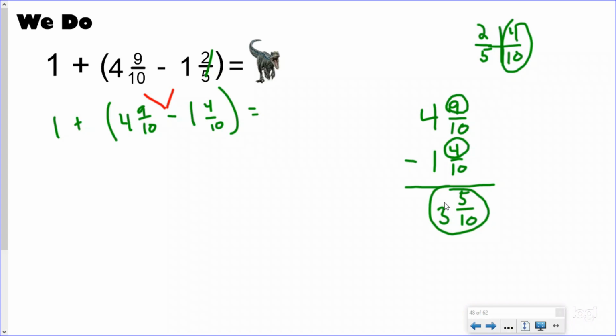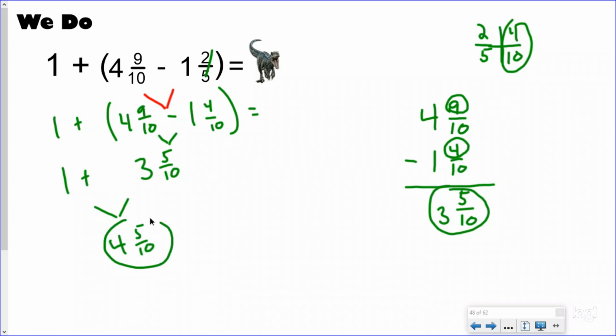However, I have not answered the entire question because I did not ever add my 1. So I need to make sure that I rewrite over here, solving my problem one step at a time, 3 and 5/10, and now I know that 1 plus 3 is 4, and my answer is 4 and 5/10. However, I do need, because I am a fractionologist, to simplify 5/10, and I know that I can simplify 5/10 by dividing it by the big one, 5 over 5, which makes my new answer 4 and 1/2.